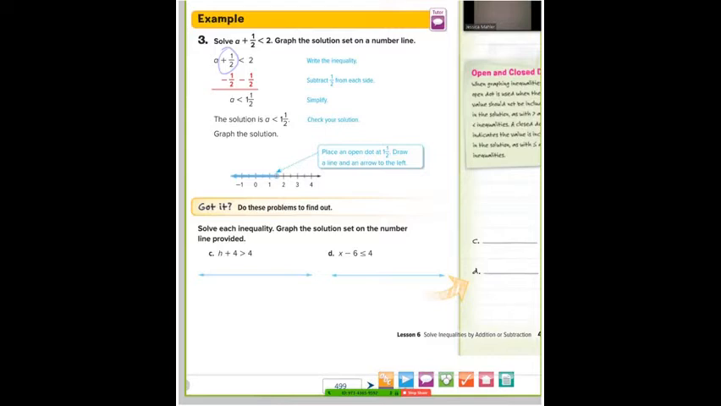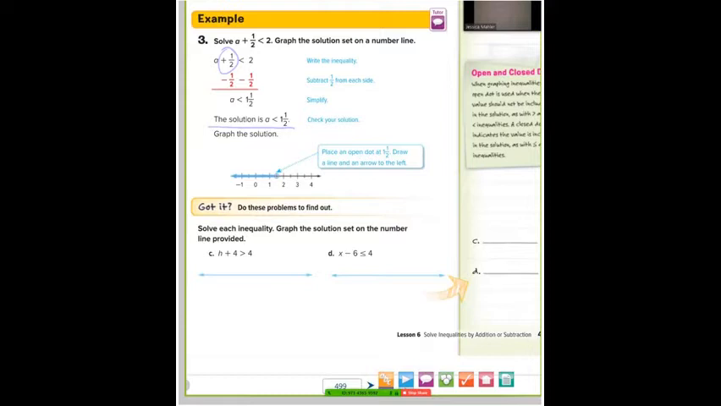Bring down your variable a, and instead of putting an equal sign in the middle, we are going to put the less than symbol. So the solution is a is less than 1 1/2. To graph the solution, we are going to put an open circle on 1 1/2. The reason why it's going to be an open circle is because it is less than.